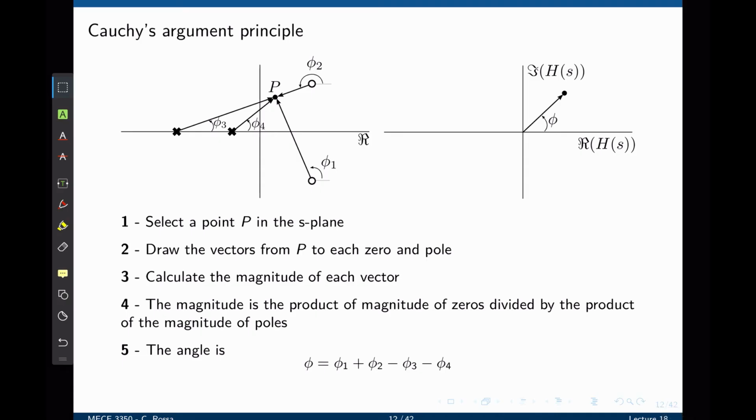To summarize Cauchy's argument principle, we can select an input point P in the S-plane that will typically lie on the imaginary axis if the input is a sinusoidal waveform. Draw the vectors from P to each zero and pole, as we see here, calculate the magnitude of each vector, and calculate the angle of each vector with respect to the real axis. Then the magnitude of the transfer function, or the gain of the transfer function, is the product of magnitudes of zeros divided by the product of magnitudes of all poles.